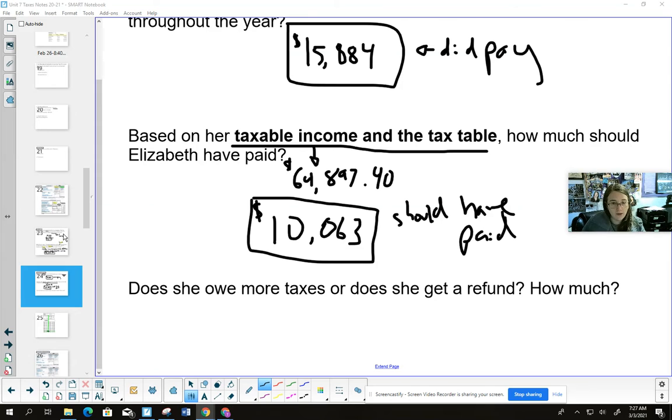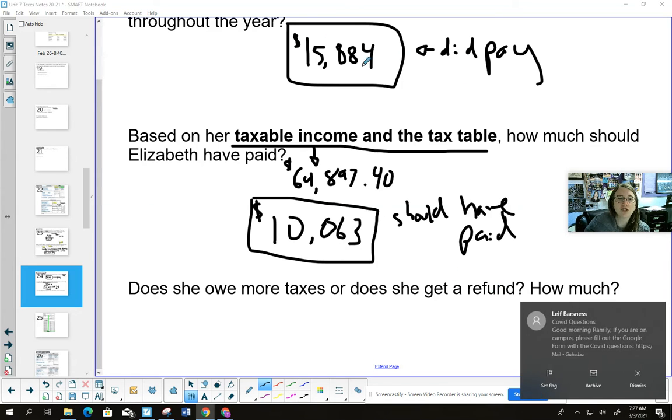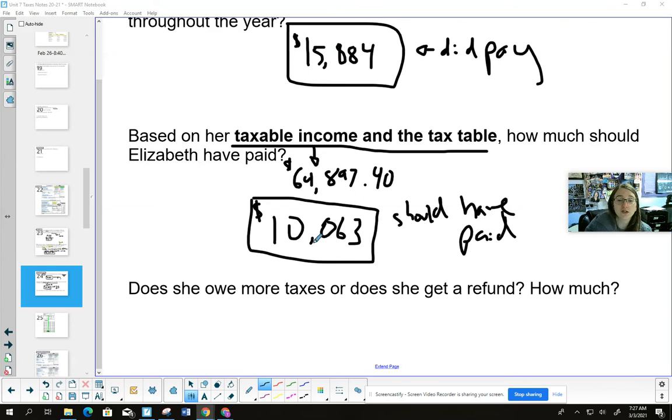It's obviously all through software, but this is the order that things happen and that they ask information for you. So it says, does she owe more taxes or does she get a refund, and how much? So we're going to say owe or refund. You have to be careful on which number is which. This is what she did pay versus what she should have paid. Did she pay too much or too little? She paid too much. If she did pay $15,884, but only should have paid $10,000, she gets a refund.